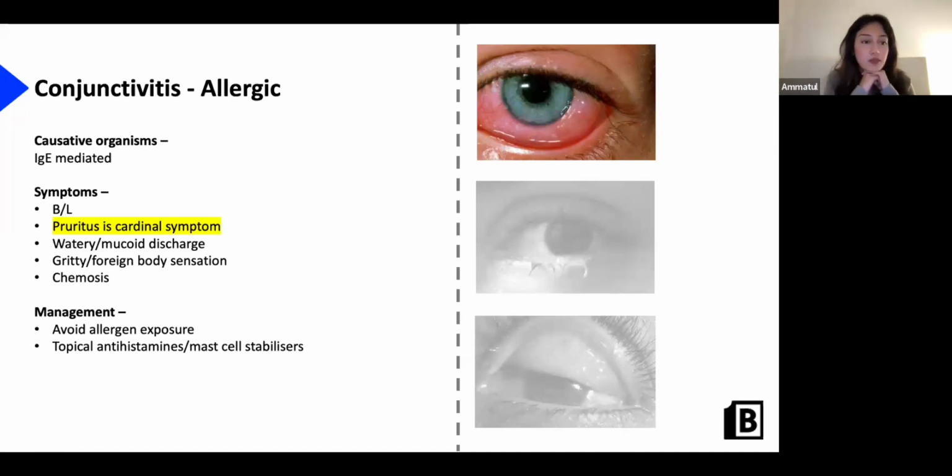In terms of management involves mainly avoiding the allergens, advising not to rub the eyes because that may irritate it further. You can use artificial tears and cool compresses for symptom relief. Topical antihistamines and mast cell stabilizers can also be used if it's long-standing or if you've tried the conservative methods and it's not been successful.